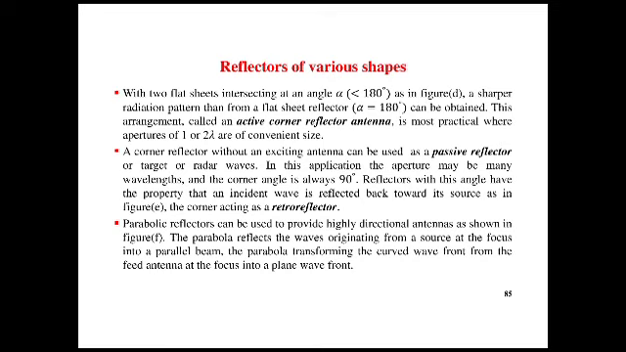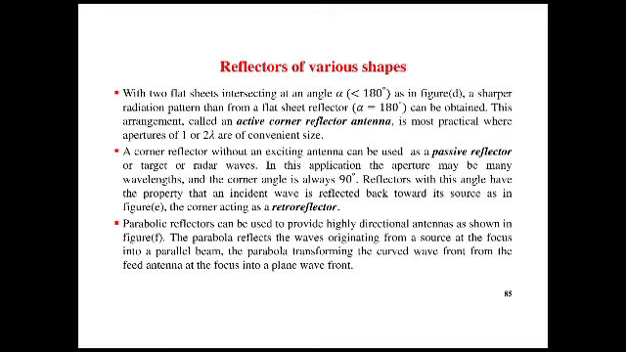In most practical cases, the aperture is 1 or 2 lambda or of convenient size. A corner reflector without an excitation antenna can be used as a passive reflector or radar target. In this application, the aperture may be many wavelengths and the corner angle is always 90 degrees. The corner has the property that the incident wave is reflected back towards its source, as shown in the figure, the corner acting as a retro reflector.